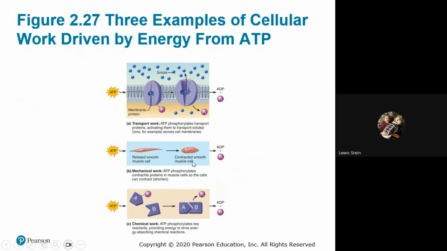Contracting a muscle. Smooth muscles are kind of neat. When we talk about them, they kind of spiral in shape. And when we energize them, they get kind of shorter and fatter. And sometimes we have to use energy to put two things together.